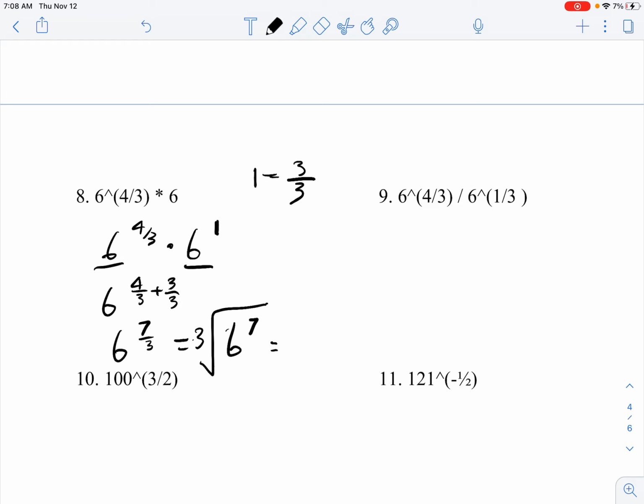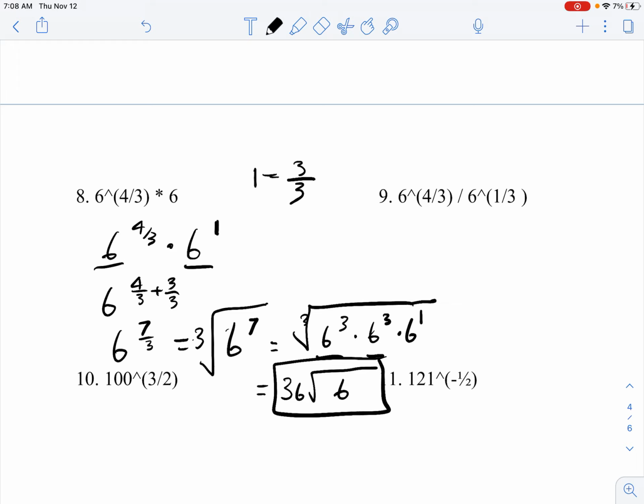And then if we can separate this 6 and write 6 cubed times 6 cubed times 6 to the 1st. So there are 2 6's that we can cube root. So that gives us 36 square root of 6. And whatever this is going to be the same thing as this.